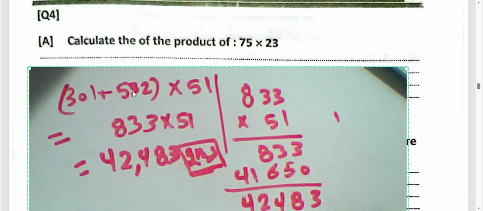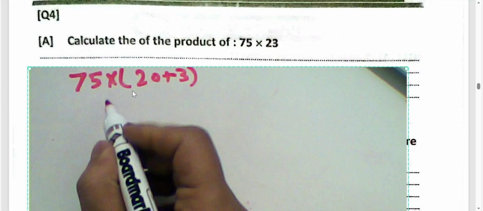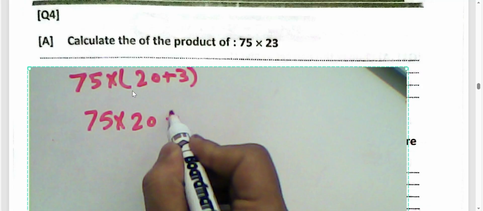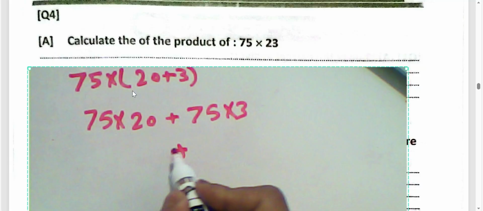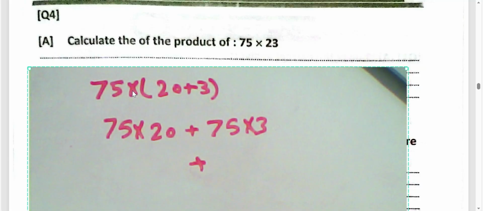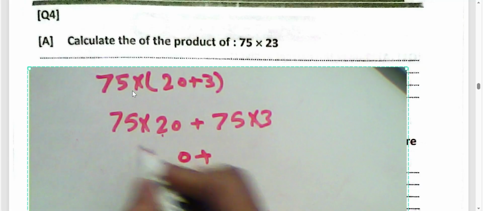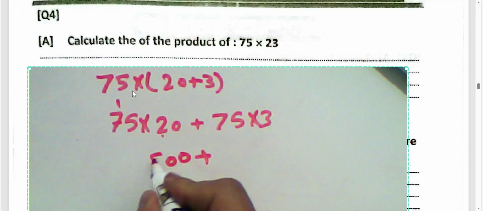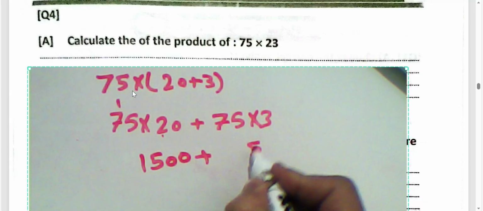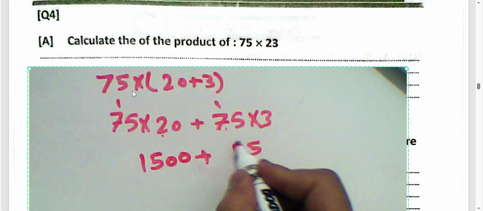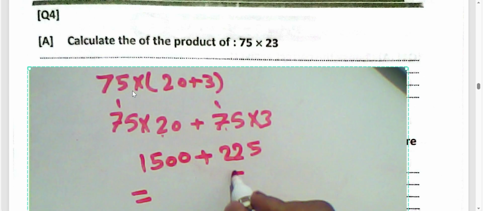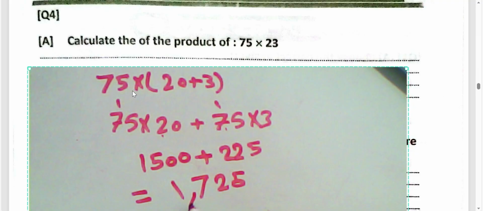Increase the product here, 75 by 23. We can use distributive properties like this: 75 multiplied by 20 plus 3. And then write 75 multiplied by 20 plus 75 multiplied by 3. Write 0, and 2 times 5, 10, 0 and carry 1. 2 times 7, 14 plus 1, 15. 3 times 5, 15, 5 and carry 1. 3 times 7, 21 plus 1 equals 22. 5 plus 0, 5. 2 plus 0, 2. 2 plus 5, 7, and write 1. The result will be 1,725.